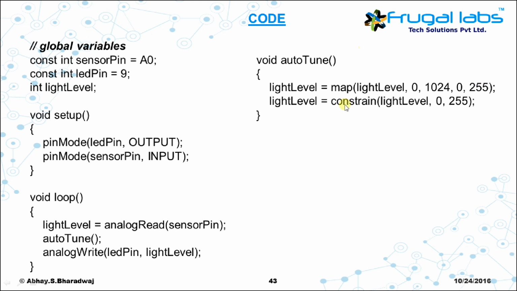So after I do all this, I come out of my autotune function, and whatever is the new light level, I just do an analog write to my LED pin. So whatever I read, I am doing an autotune. I'm just manipulating the read values, and the new value I am writing to my LED pin. So this is my basic code of my light intensity sensor.